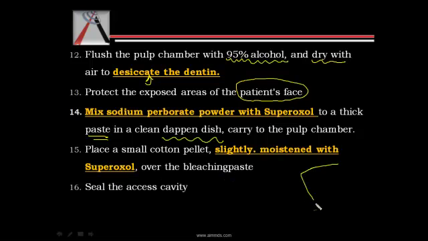So we have our access cavity, and herein we have placed our walking bleach, and on the top of the walking bleach we keep a small cotton pellet that is moistened with H2O2, that is superoxol, 30% superoxol, and then we seal the cavity. So these are the basic steps in the placement of the walking bleach.